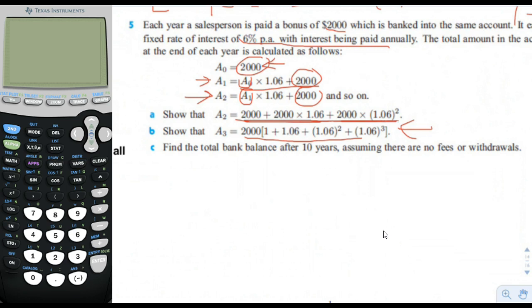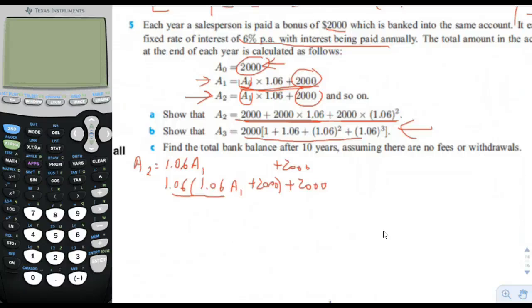So we can get that by saying A2 is equal to 1.06 A1 plus 2,000. But A1 is equal to, and we have it here, 1.06 A1 plus 2,000. So do you see how A2 is actually equal to 1.06 squared A1, or A0, plus 2,000 times 1.06 plus 2,000? So we've already shown that.